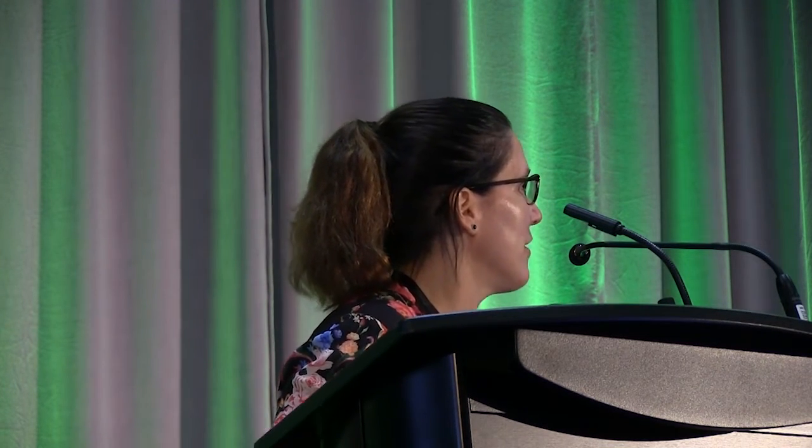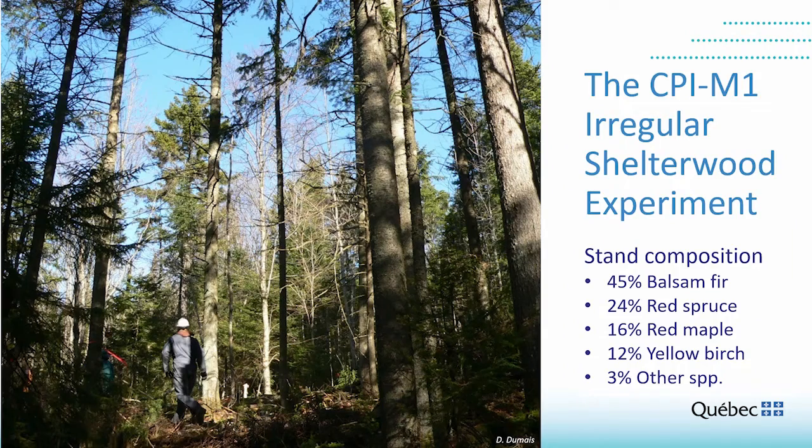During this talk, I will be talking about the CPI-M1 experiment, and Steve will present the results from the CPI-F1 in the sugar maple yellow birch right after me. The CPI-M1 experiment is conducted in the balsam fir yellow birch, which is similar to the Acadian spruce-fir forest in the US. The main species are balsam fir, red spruce, red maple, and yellow birch.